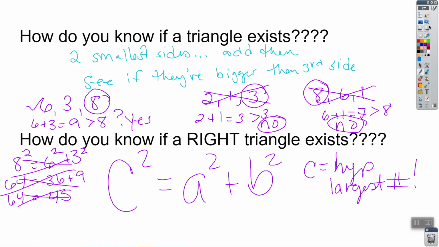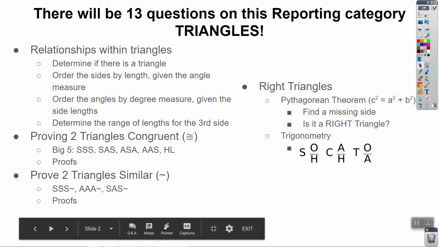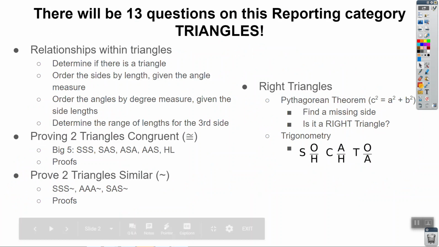So, with that, we have now completed reporting category 2. One more time, this is everything you need to know about right triangles. Just read through the list, make sure you understand it. If you have any questions, talk to a teacher.